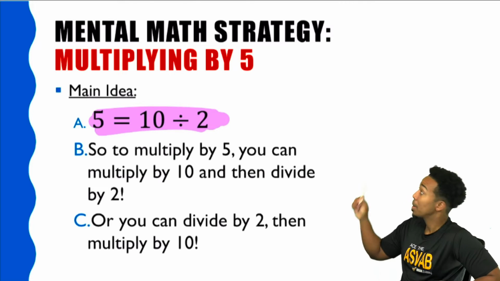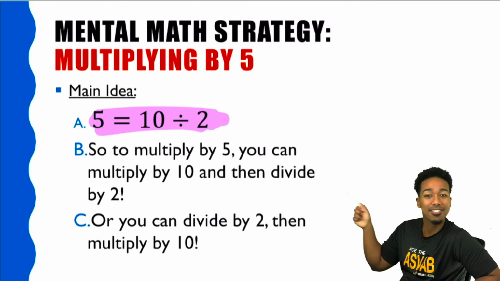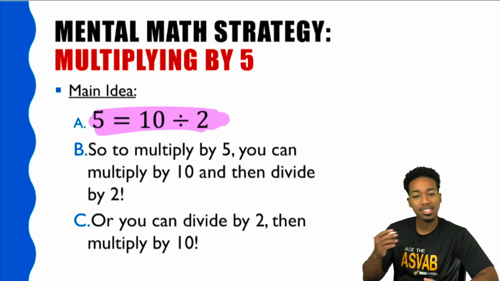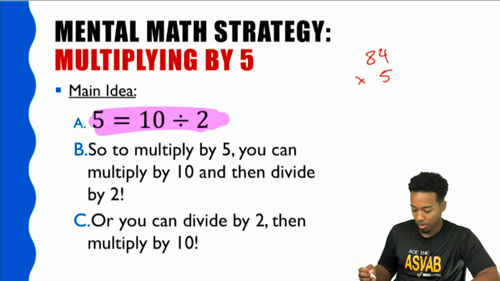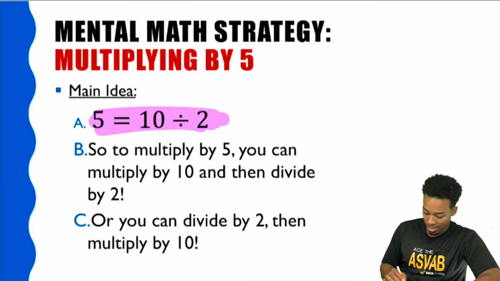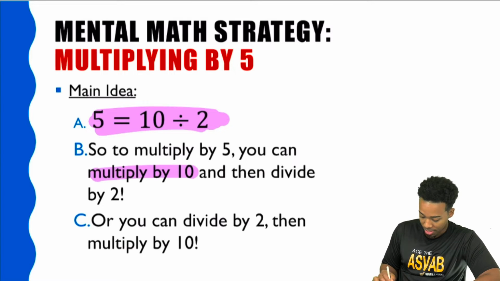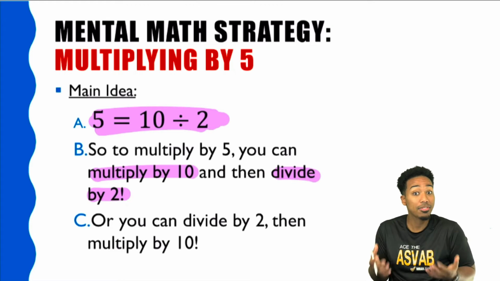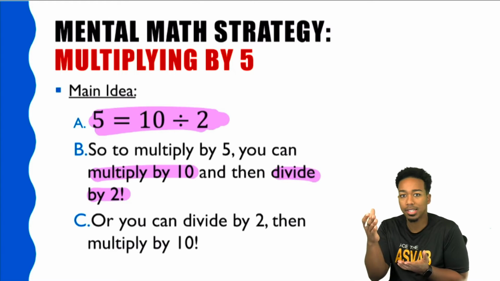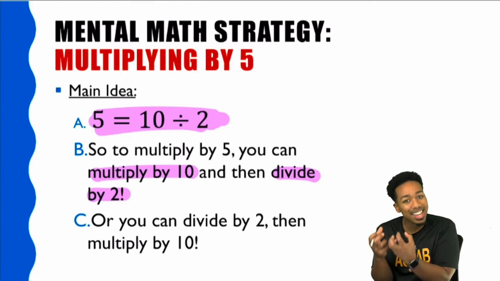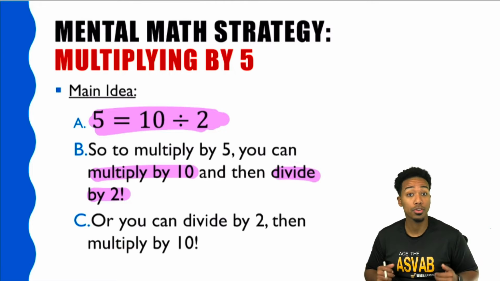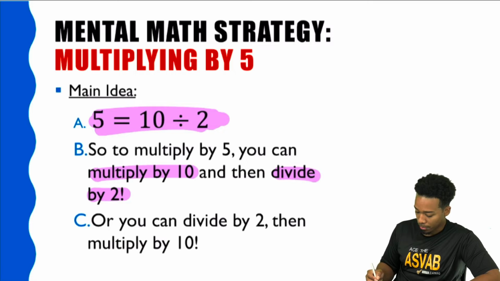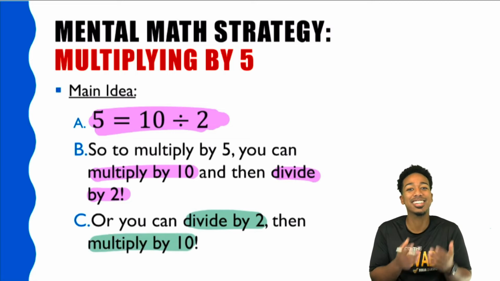Because 5 is the same thing as 10 divided by 2, here's what you can do. Instead of trying to multiply by 5 and doing all that mumbo jumbo, you can just multiply by 10 and then divide by 2, because that will be the same as multiplying by 5. Because 5 is half of 10. Another way that you can do it, and yes, this works, you can switch the order. You can also divide by 2 and then multiply by 10. That still works.